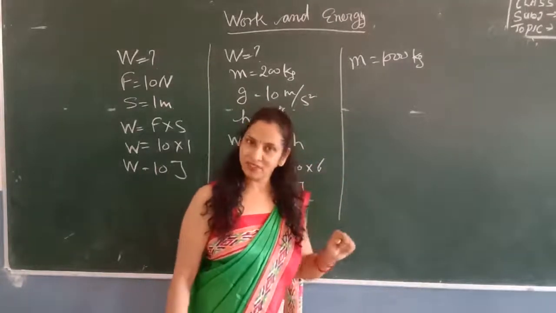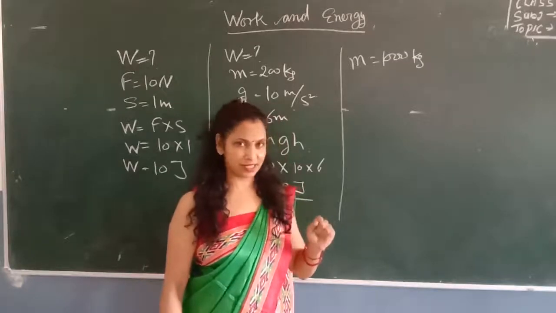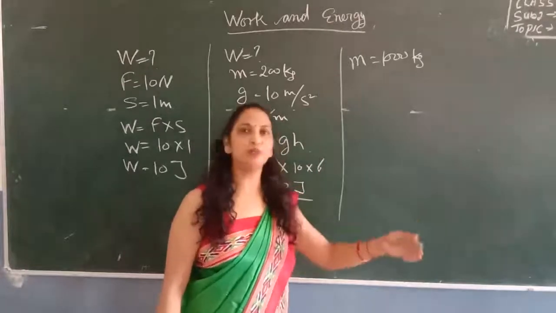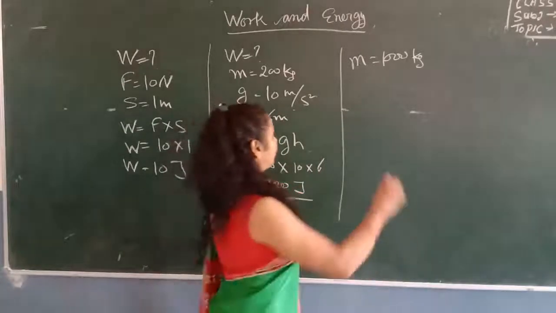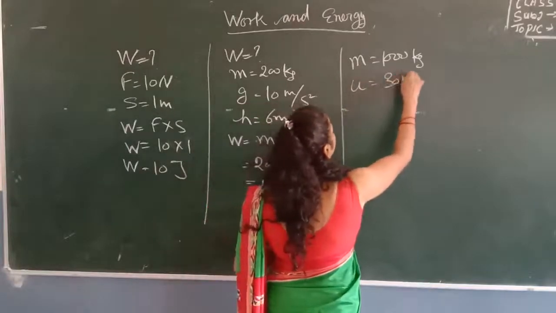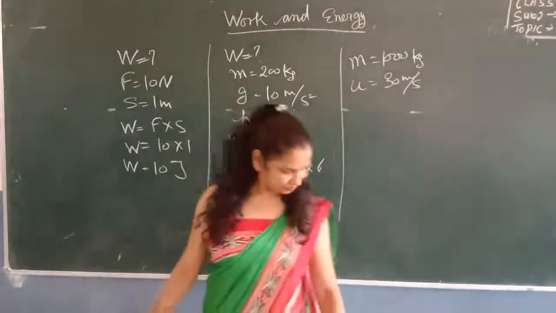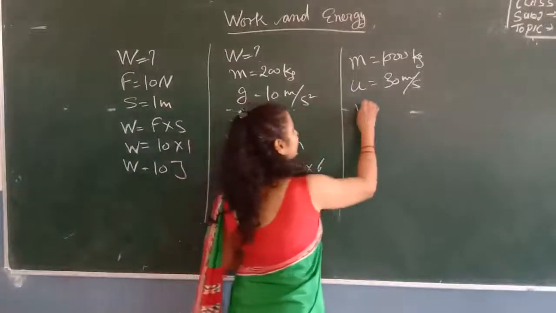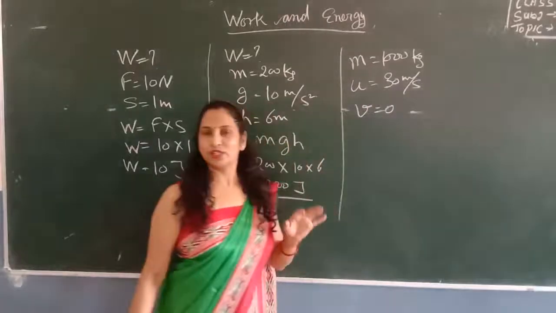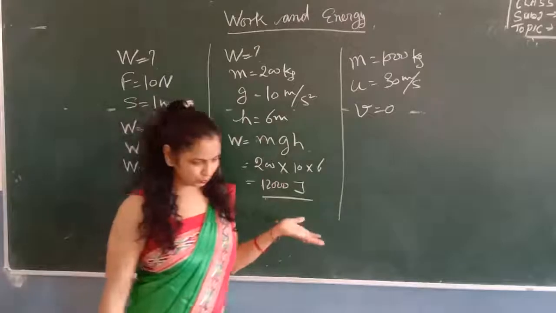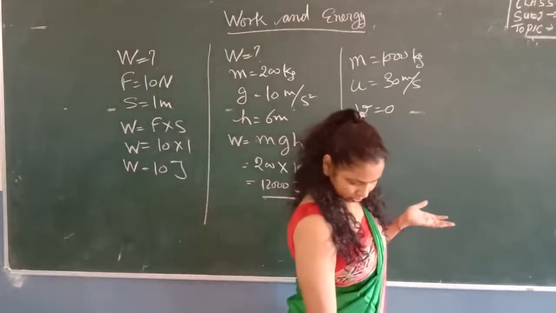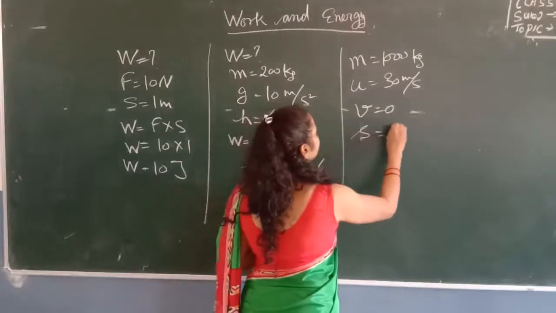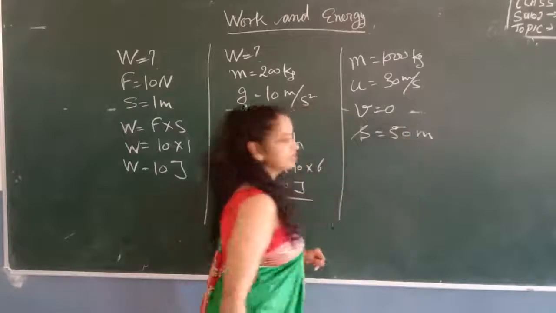Since the car is traveling with the speed of 30 meter per second, it is the initial velocity of the car. The speed by which the car is initially moving is called the initial velocity and is represented by u. It is 30 meter per second. Stop at a distance of 50 meter. Stop means the value of v is equal to 0. Since the body is stopped, the final velocity of the body is 0. This is the distance traveled by the body, s is equal to 50 meter.